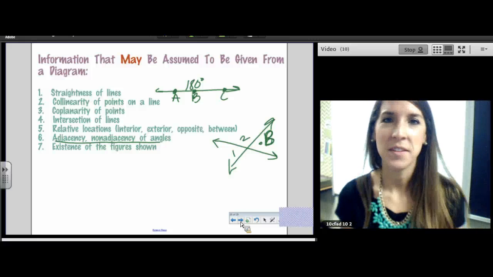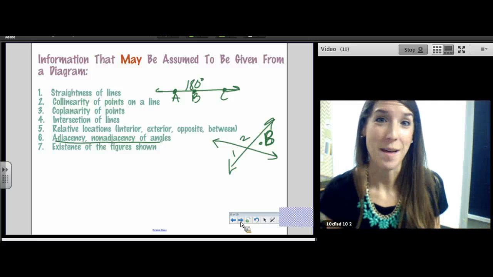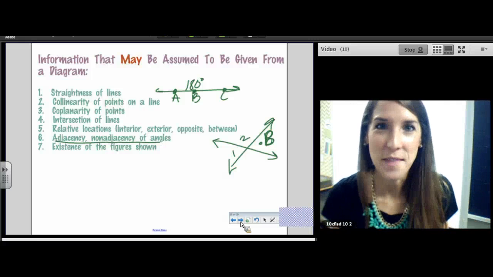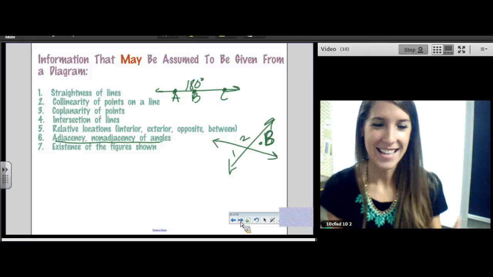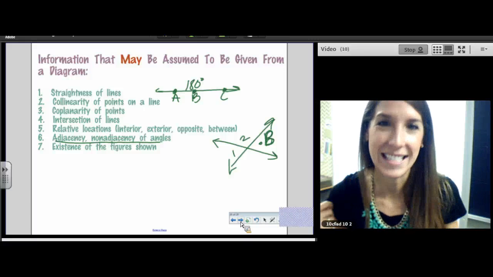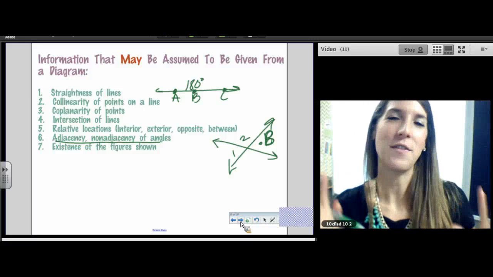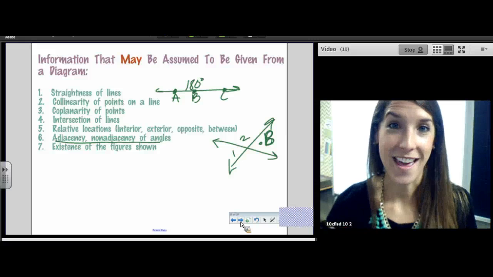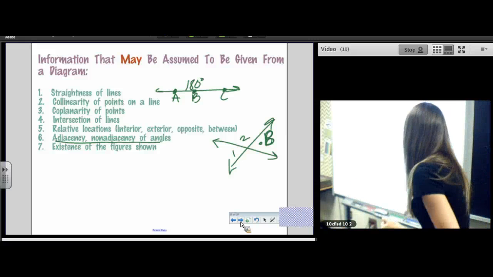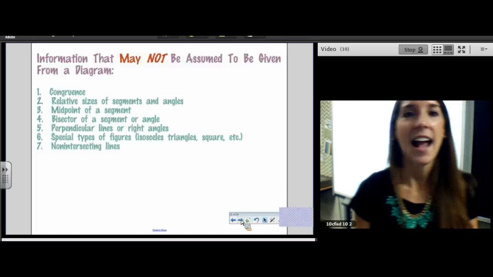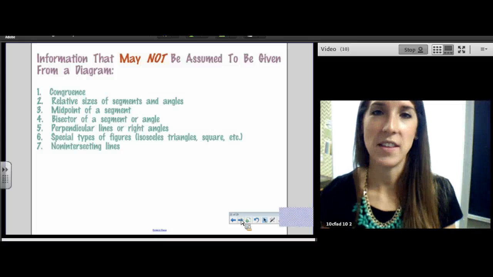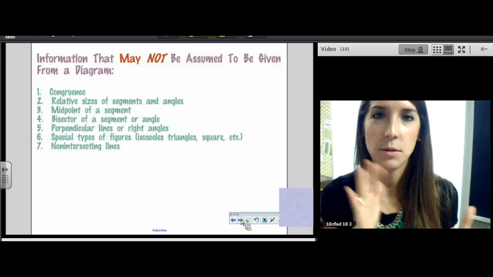And then I love the last one. That's the best one. The figures that are drawn on your paper, you're allowed to assume they exist. Isn't that funny? You're allowed to assume the existence of the figures. They're not a figment of your imagination. They really are there. Okay, like I said, that's not as enlightening as this one is. And we're going to talk about this one. What you are not allowed to assume.